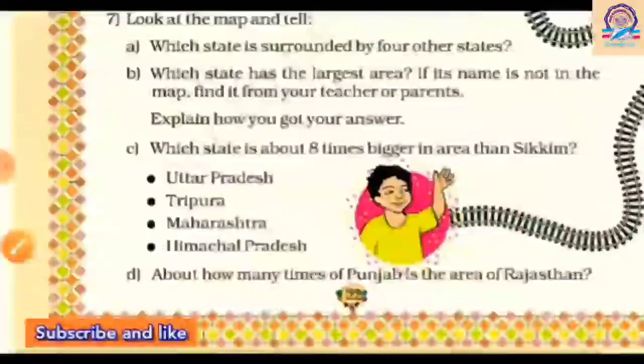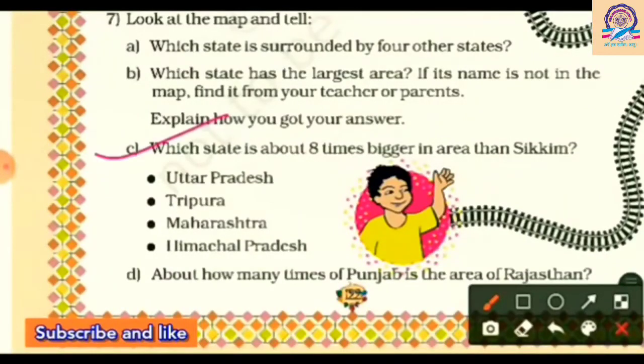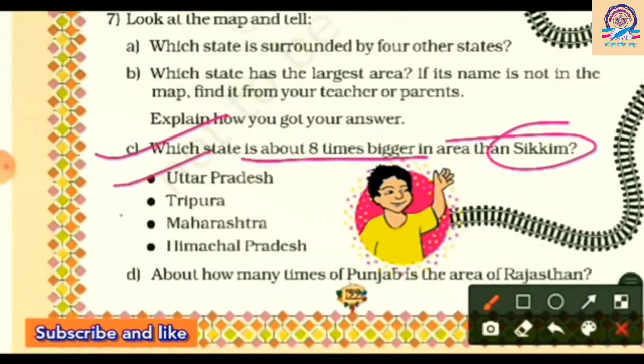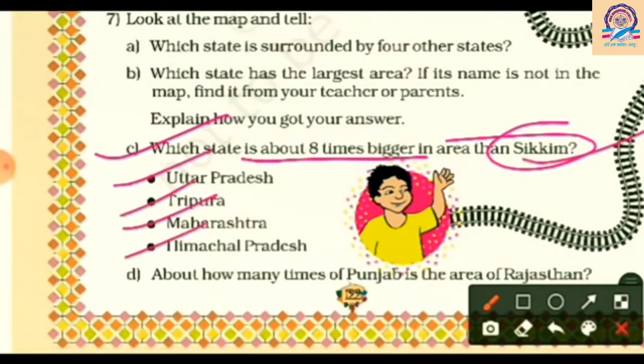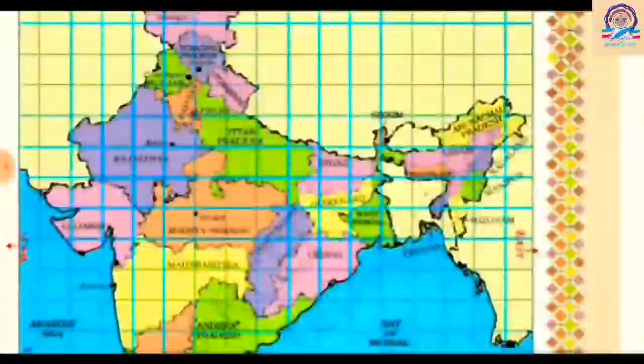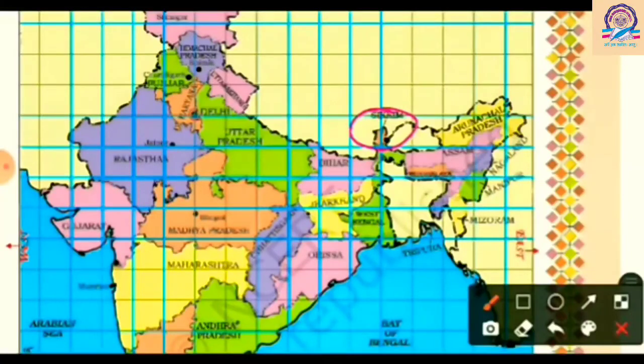Now the next question is, which state is about 8 times bigger in area than Sikkim? Whether it is Uttar Pradesh, Tripura, Maharashtra or Himachal Pradesh, we have to find out. So first let's see where Sikkim is on the map. As you can see, here it is, Sikkim. Its size is very small, and now we have to compare it with Tripura. Tripura is also very small, it is not 8 times.